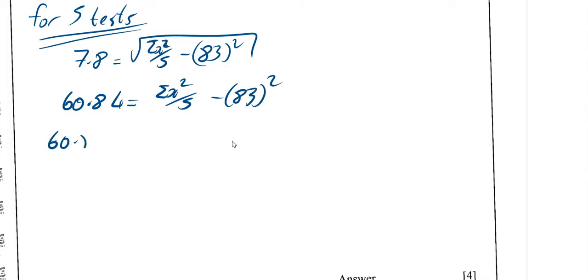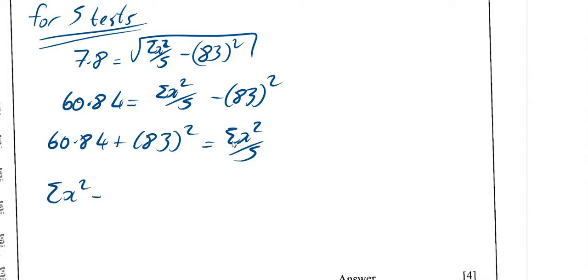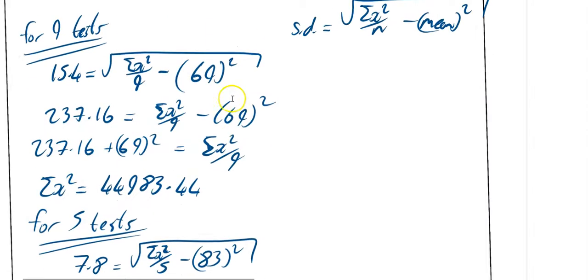And that means 60.84 plus the 83 squared is equal to your sigma x squared over 5, and then multiply across that 5 and you'll find out what your sigma x squared is. So you've got your 60.84 plus 83 squared, press equals, and then multiply by 5. I have got 34749.2. Now I've got this value for sigma x squared for the 5 tests.